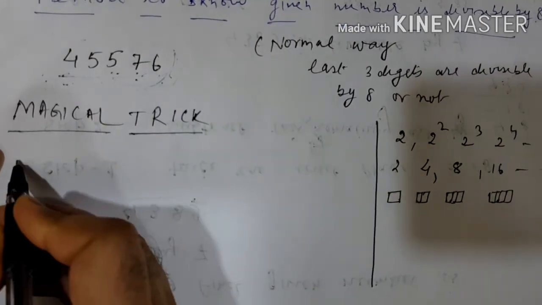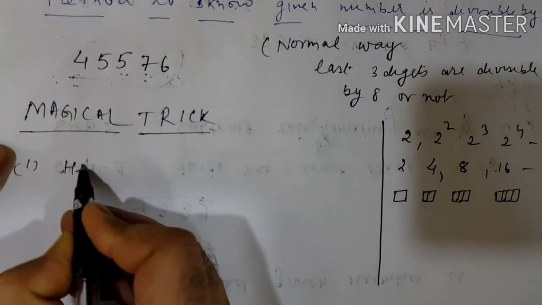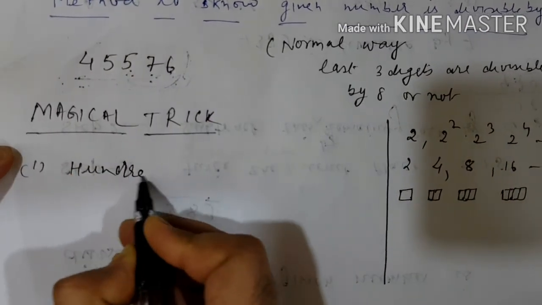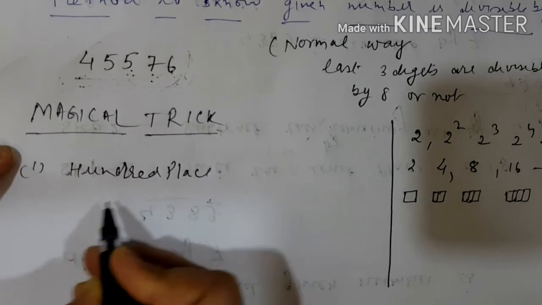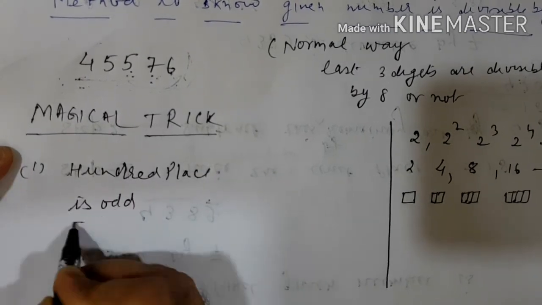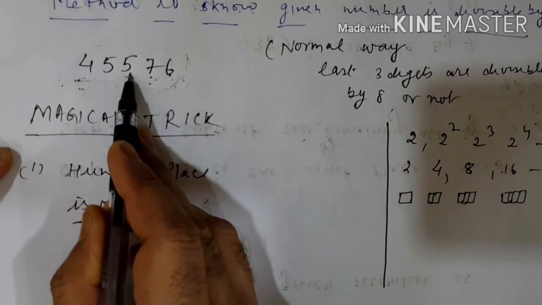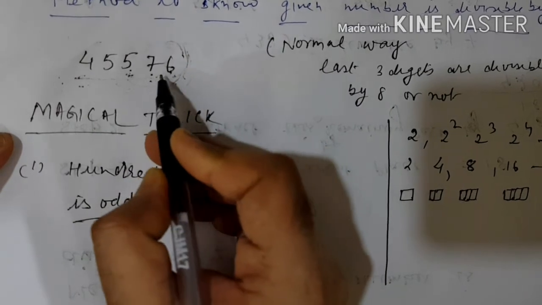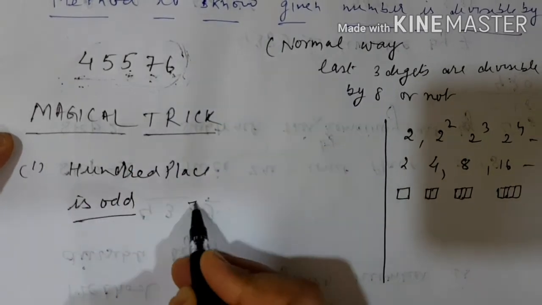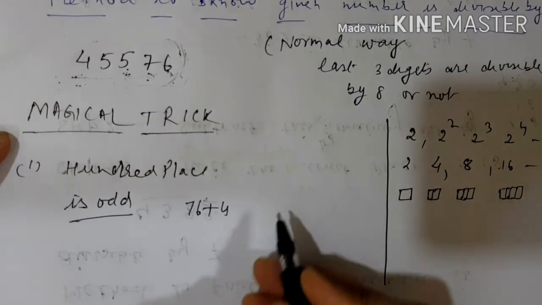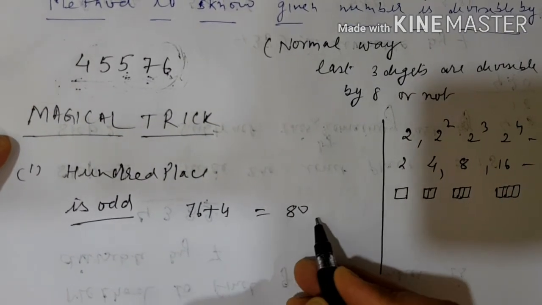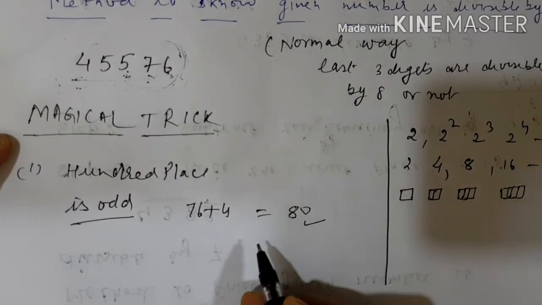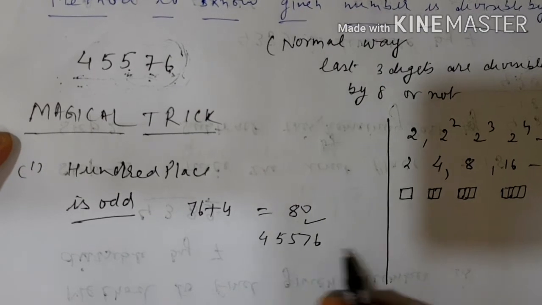So what you have to see first is whether the 100 place, the hundreds place, is odd. Here the hundreds place is odd. This 5 is odd. You know 1, 3, 5, 7, 9 are odd. And what you have to do is take the remaining two digits, the tens and unit places, and add 4 to them. What will come? 76 plus 4 is 80. Is 80 divisible by 8? Now it is very simple. Yes, it is divisible by 8. It means this number 45576 will be divisible by 8.